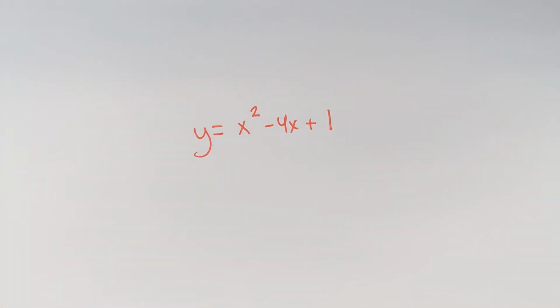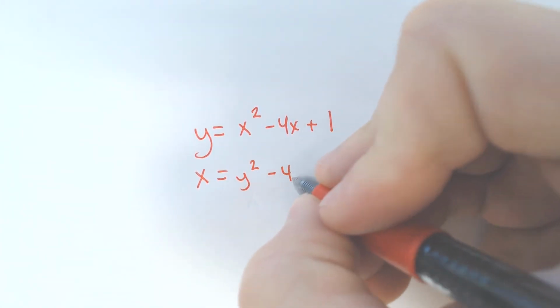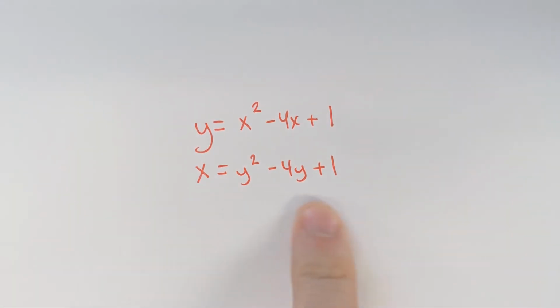Okay, if you have to find the inverse of this, you cannot just switch your x and y and be happy. Because as soon as you switch your x and y this time, you get x equals y squared minus 4y plus 1, which won't work because now how do you solve for y? Okay, and the way that you get y by itself in this problem is actually by finding the vertex.